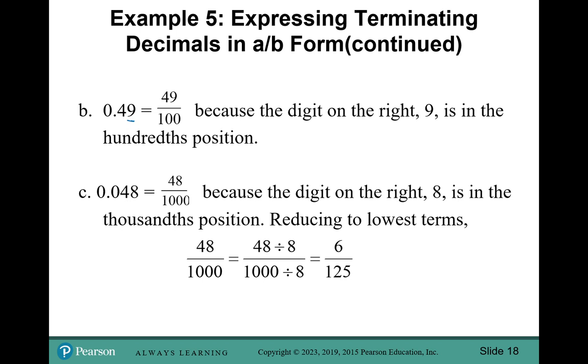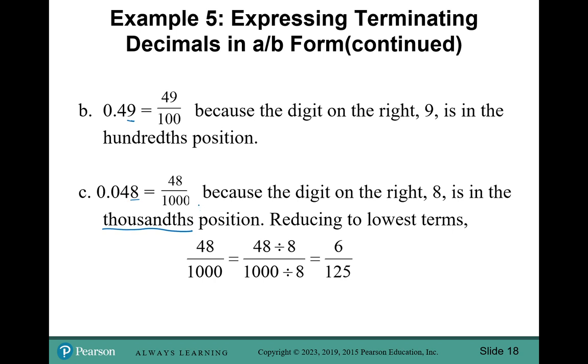We also had C, which was 0.48. In order to write it as a fraction, the 8, the last digit in my decimal, is in the tenths, hundredths, thousandths. It's in the thousandths position. So we need to put 48 over 1,000.